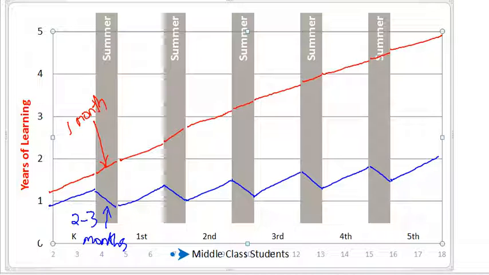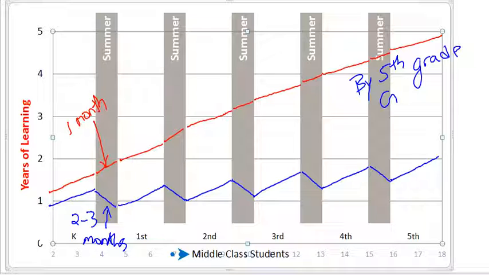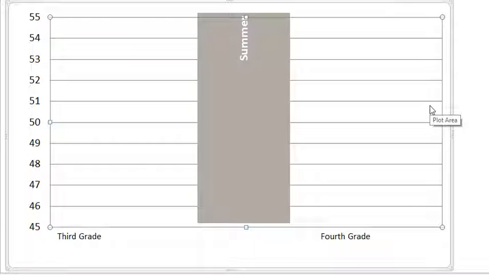So even though they may actually gain more during the school year than their peers that are middle class, the gap continues to widen until it is ultimately, by 5th grade, about 2 to 3 years. So let's take a dive into some more deep data.